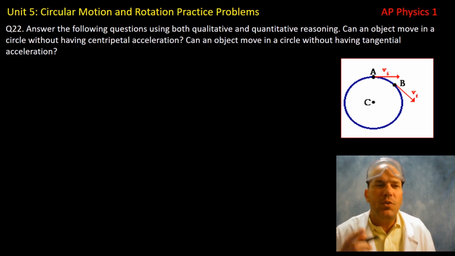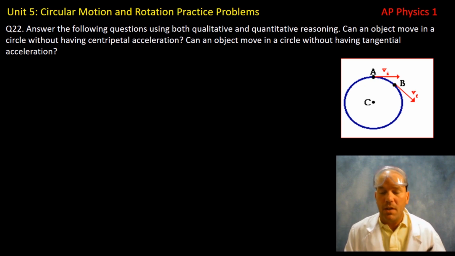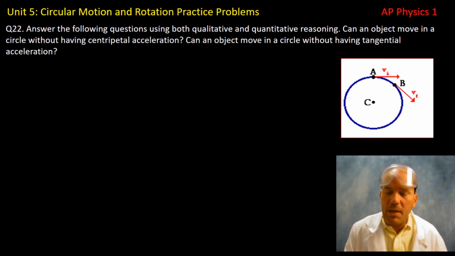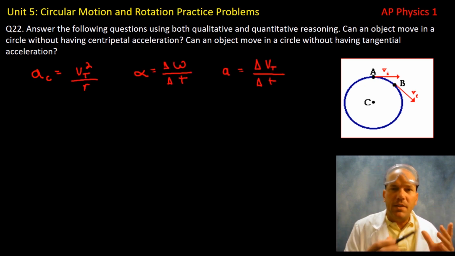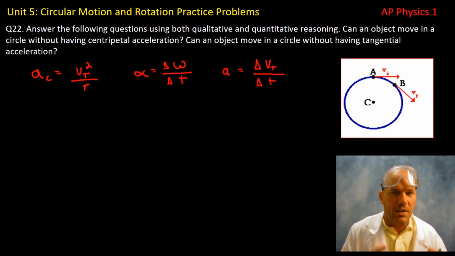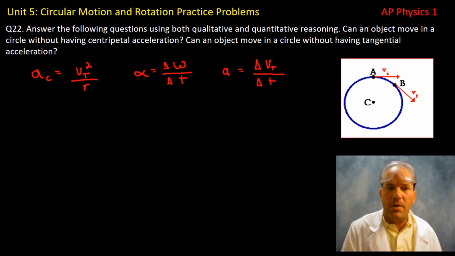All right, in question 22, answer the following questions using both qualitative and quantitative reasoning. We're asked basically, can an object move in a circle without having centripetal acceleration? Can it move in a circle without having tangential acceleration? So we're going to talk about the 3 types of acceleration. First and foremost, let's look at each of these 3. On the left side here, we have centripetal acceleration, which is equal to tangential velocity squared divided by radius.